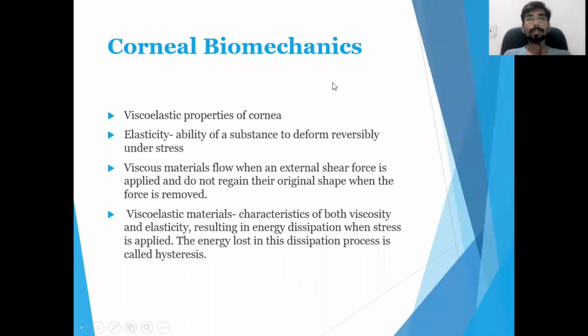Next is corneal biomechanics. The viscoelastic properties of the cornea are corneal biomechanics. Elasticity is the ability of a substance to deform reversibly under stress. Viscous material flows when an external shear force is applied and does not regain its original shape when the force is removed. A viscoelastic material has characteristics of both viscosity and elasticity, resulting in energy dissipation when stress is applied. Energy lost in this dissipation process is called hysteresis.